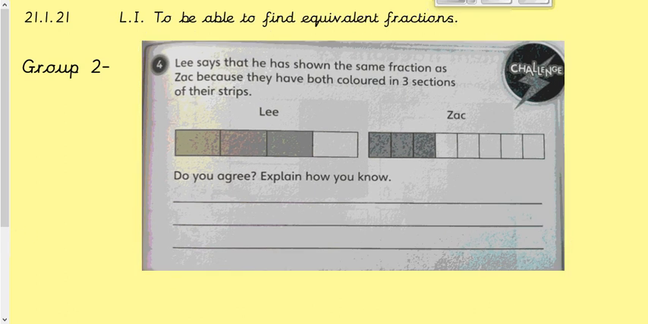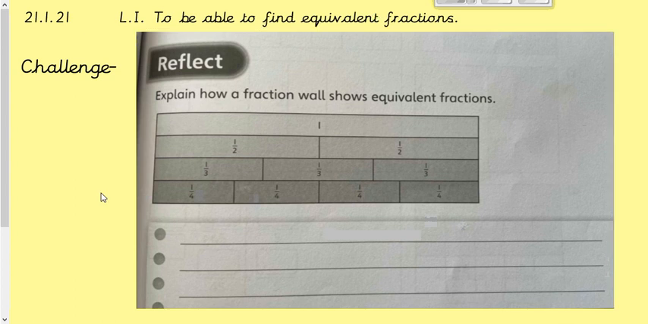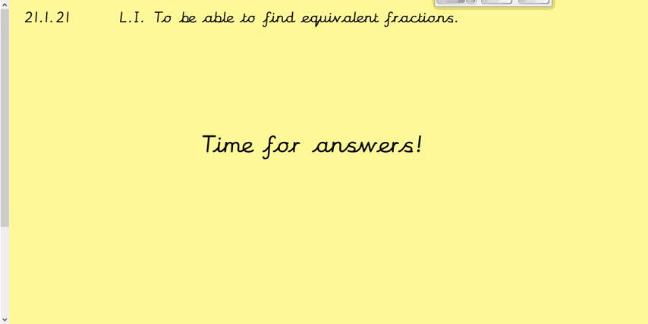And then this is the challenge. So it's a reflect question today. You are going to have to write how a fraction wall shows equivalent fractions. That's what we've just talked about in the video. All right, so those are your questions. Once you're ready, come back to go through the answers. If you want to take about 15 to 20 minutes doing some of the questions, then come back to me and we'll go through the answers to your questions. I'll see you in a bit.